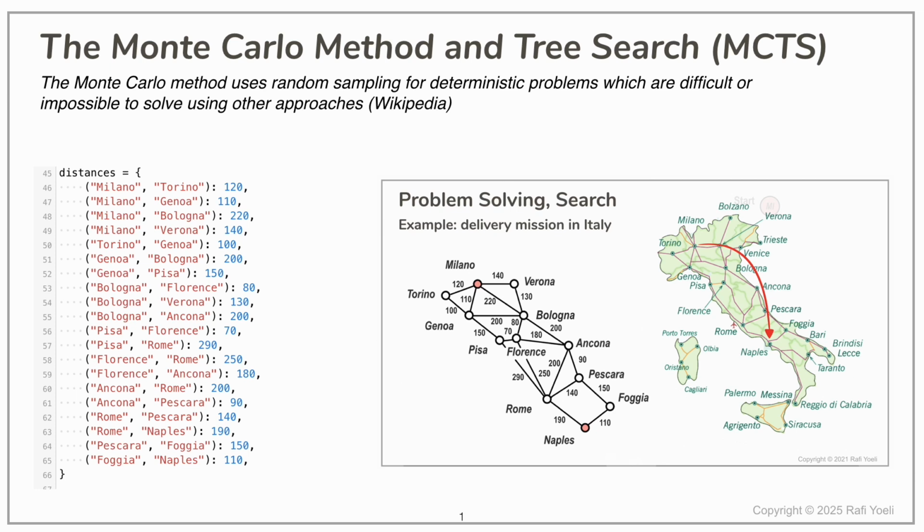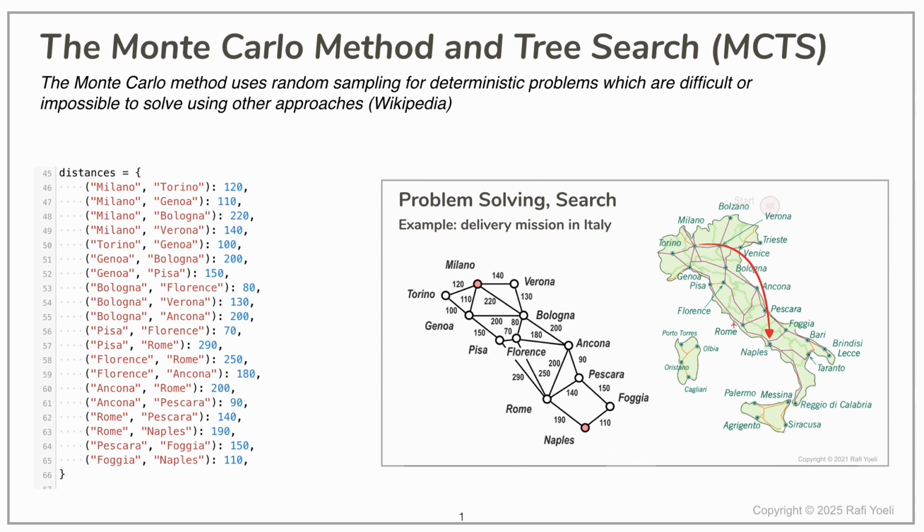The Monte Carlo method is known, among others, for its use of random sampling to solve problems that are difficult or even impossible to tackle with other approaches. Where MCTS shines is its ability to work effectively even when whole chunks of information are missing from the data. To illustrate this for our case, we will introduce several unknown distances between cities, and see how the Monte Carlo method overcomes this.